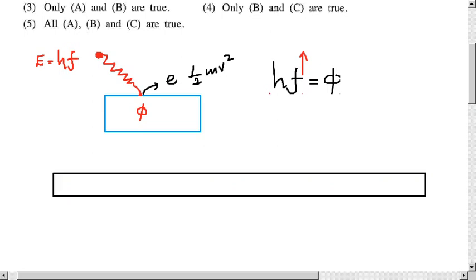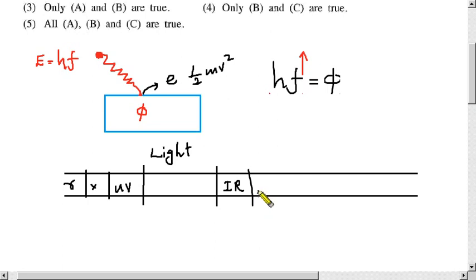You must remember that spectrum. So in this region, what do we call it? Visible light. So here ultraviolet, here X-ray, here gamma ray, here IR, infrared, then microwaves like that, then TV, then radio.